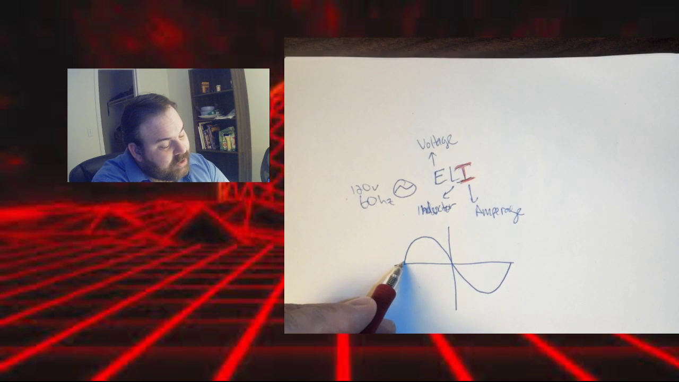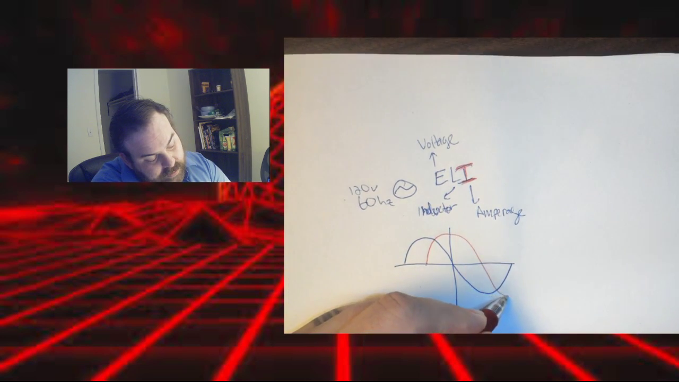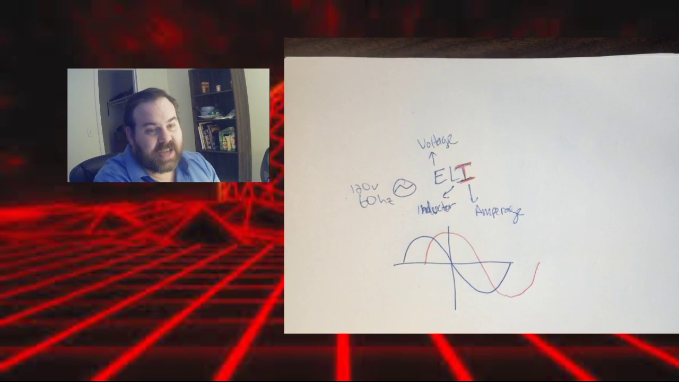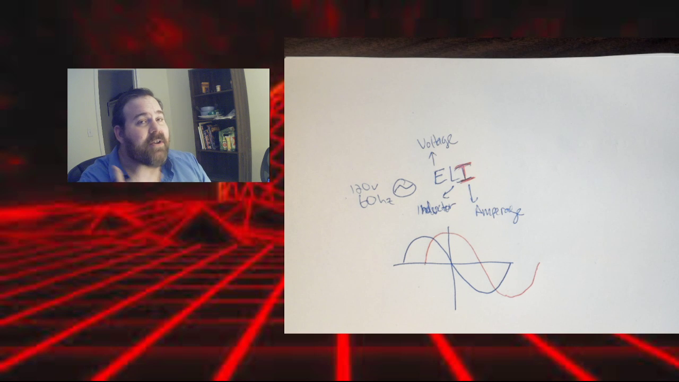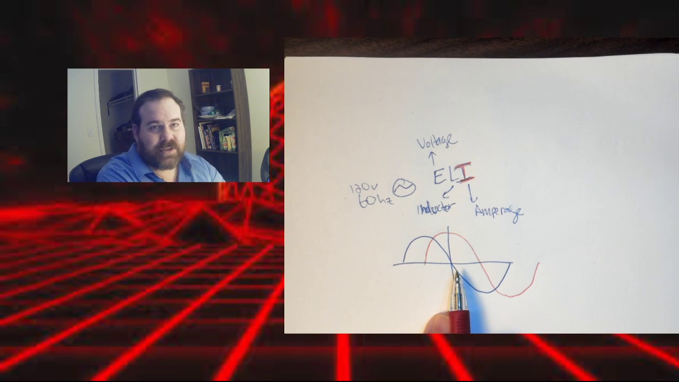Our voltage leads amperage by 90 degrees, so it's out of sync with each other. And when you have those things out of sync with each other, that's when you start having to pay for more electricity than you really should be paying for. Now, this is all well and good in theory. What's going to happen actually out in the real world?